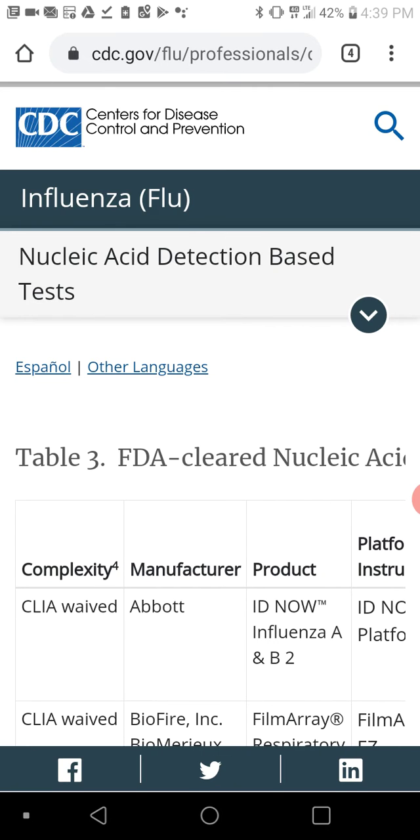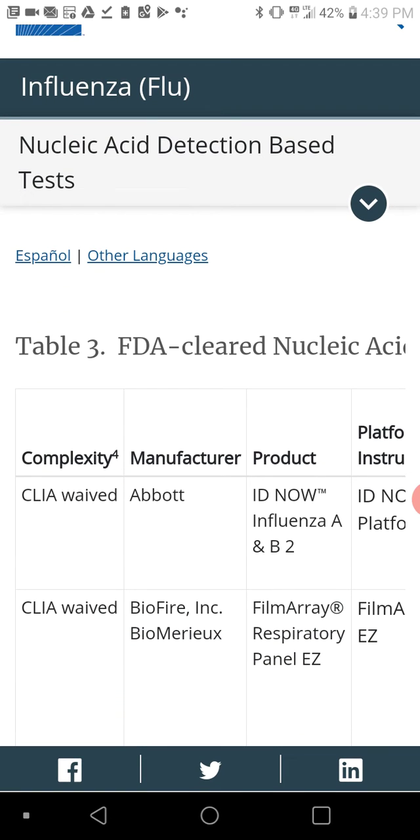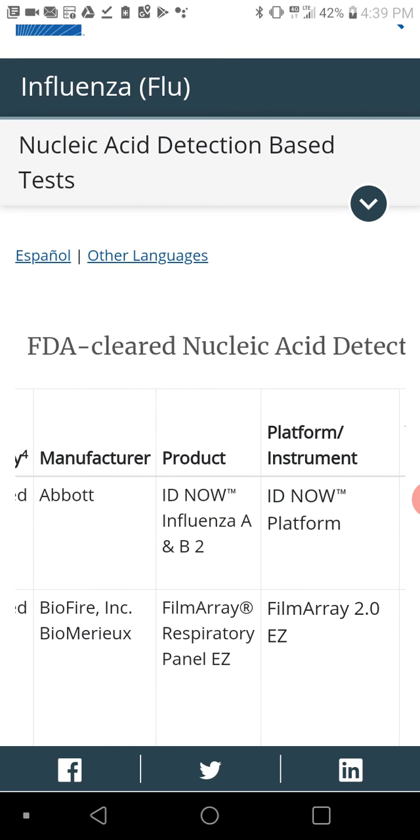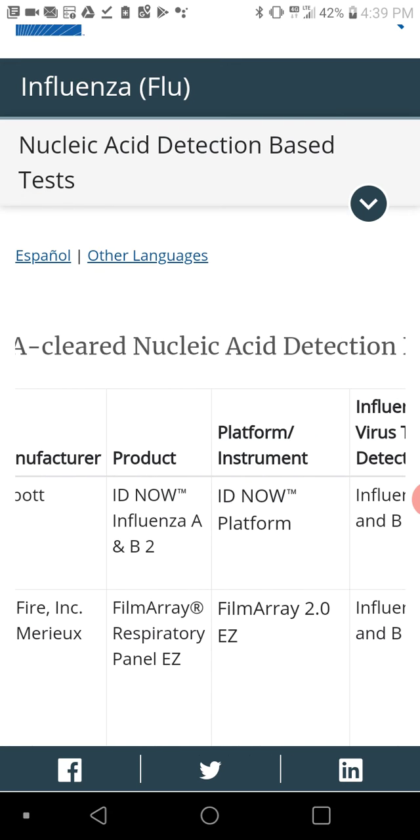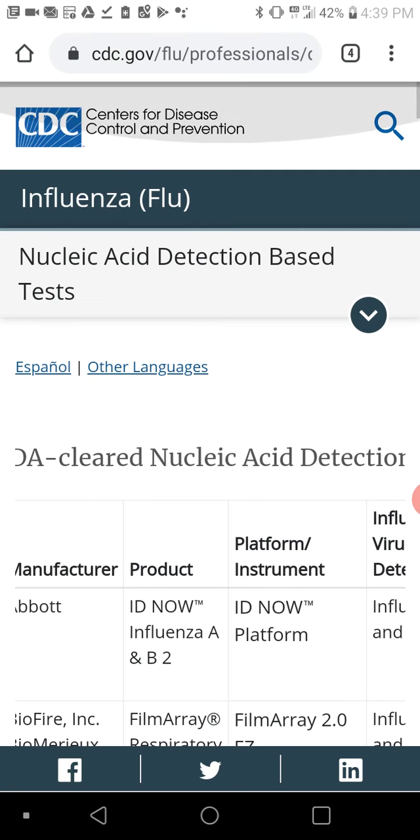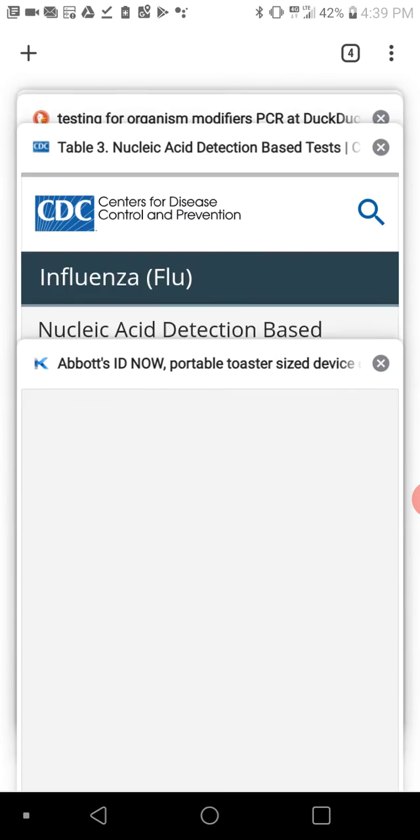So the first one I saw was this Abbott ID Now, and I'm saying to myself, is that the little Abbott machine that they're talking about? And they're talking about it for Abbott ID Now influenza. Okay, and I'm like, oh my goodness, this cannot be the same thing that they're talking about. And truth is that it is.